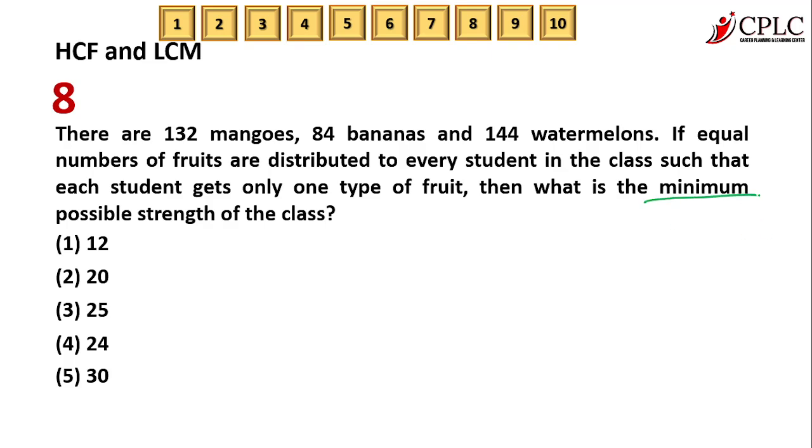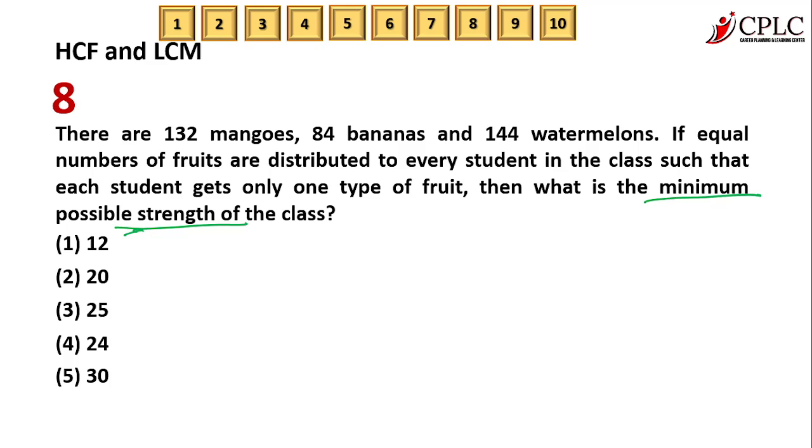This language, minimum possible strength of the class. Now think of yourself as the distributor of this scenario, and you are supposed to give these fruits to all these students in this particular manner and under this particular condition. Think about it. The number of students should be the least possible, the minimum possible strength of the class. So how does the distribution need to happen, if you are in charge of this distribution?